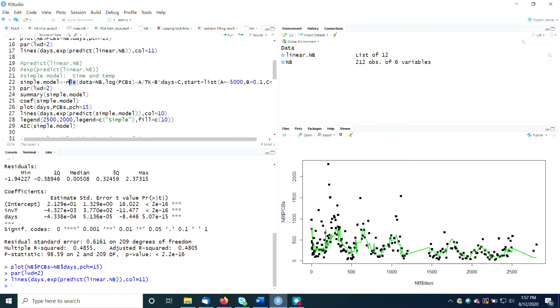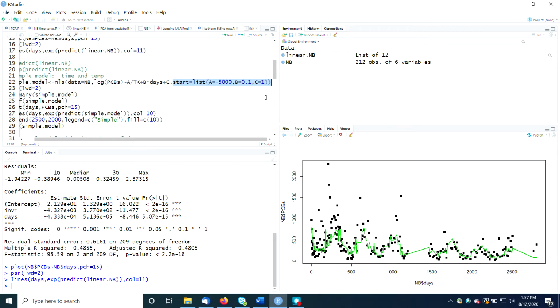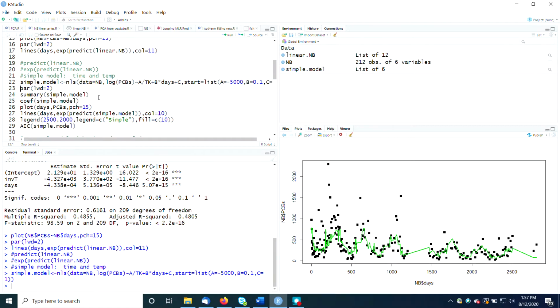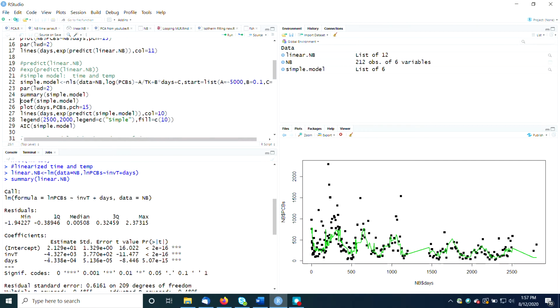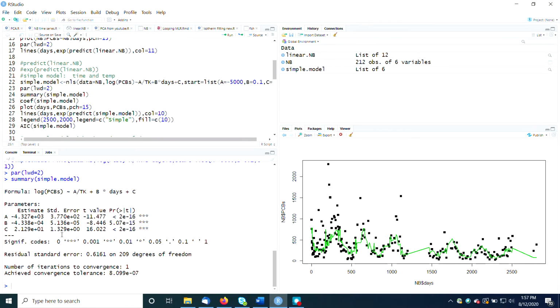And if you're going to use this NLS command, it's a good idea to give it a starting point for your 3 coefficients here. I've called them A, B, and C. You can call them whatever you want. I give them a reasonable value for starting out. And I control enter, run that. And then here's my summary. And if you are very wise, you notice, here's my time coefficient, minus 4.338 times 10 to the minus 4. And the first run that we did here, minus 4.338 times 10 to the minus 4 when we use the nonlinear model. So in this case, it doesn't matter one bit whether you use the linear model or the nonlinear model. You're getting the same thing. Okay, so that's your summary.